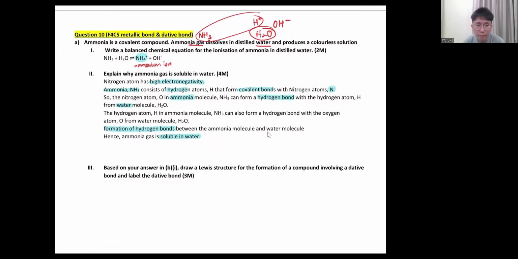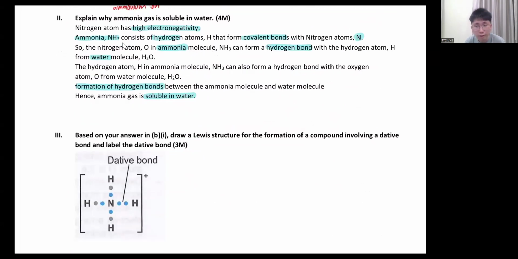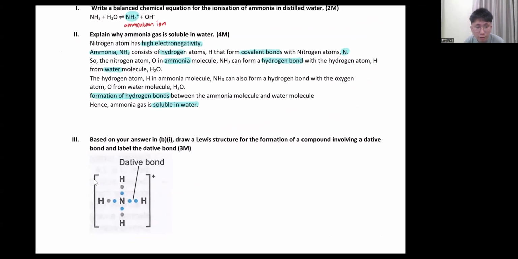Okay, going down, and then based on your answer in B1, draw a Lewis structure involving a dative bond and label the dative bond. So I actually drew the diagram just now. So a dative bond will be something like this. See, dative bond. Okay, NH3 with a dative bond. Okay, guys, this one is not very nice. You all draw the one I drew just now. So this one: N, H, H, H, arrow, H, with a bracket and plus, and then you can label this as dative bond.